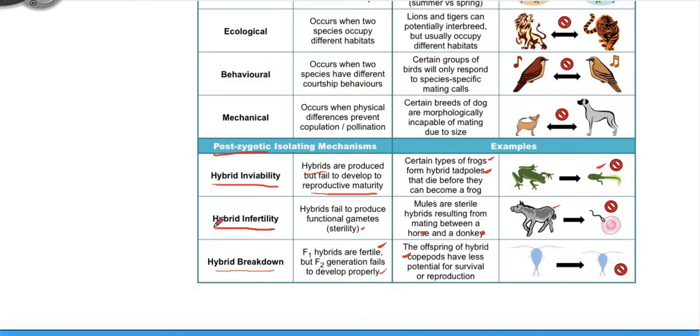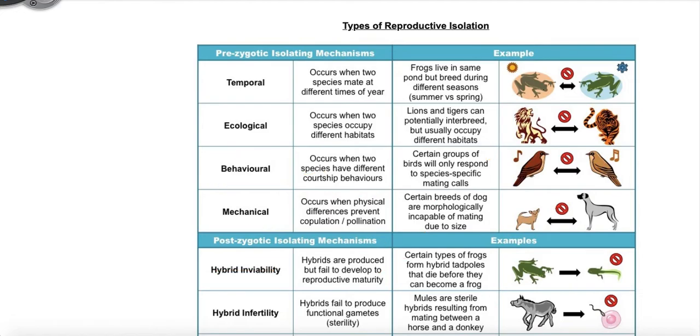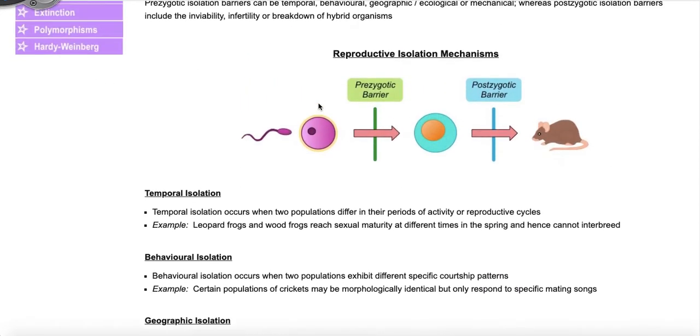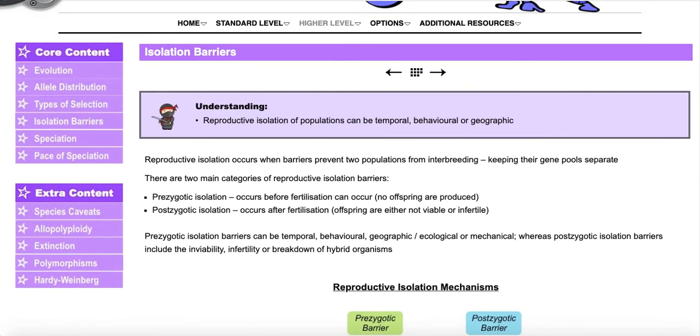Okay, so this is what's going to prevent two species that are different from reproducing viable offspring in postzygotic isolating mechanisms, or just not able to reproduce at all in prezygotic isolating mechanisms. Okay, that's it for that topic.